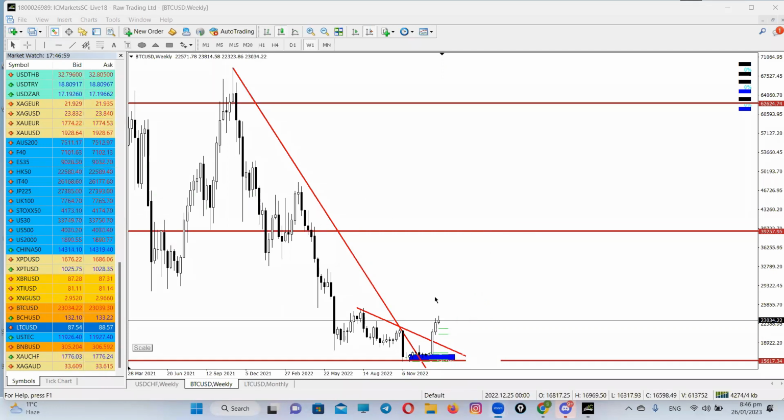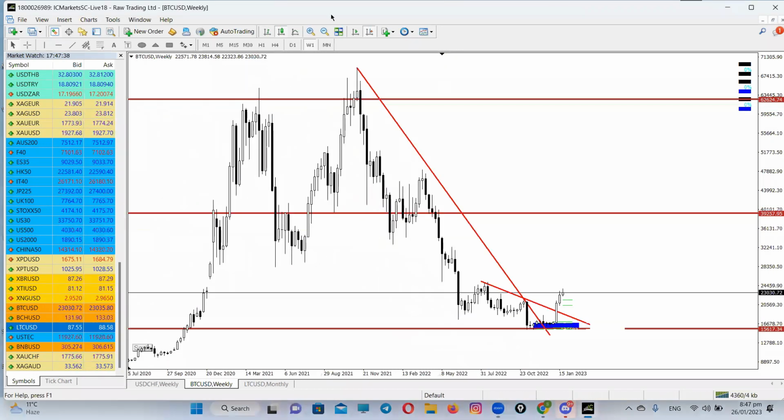Personally, I'm waiting for another bullish candle here, in order to take entries from here. If that happens, then you can take entries from 23K, and after that you can hold up to 39K or this one, 60K. So this is our first choice.